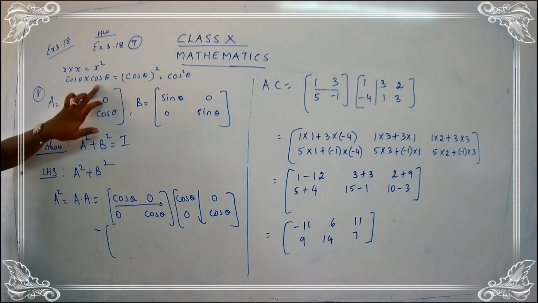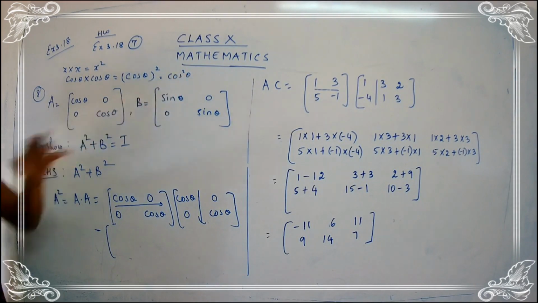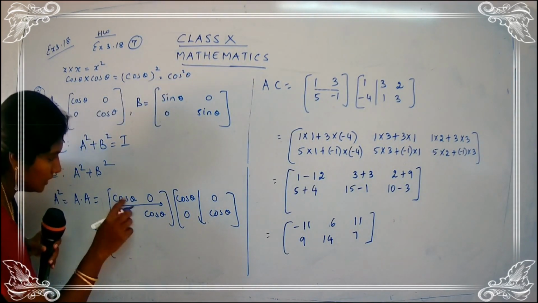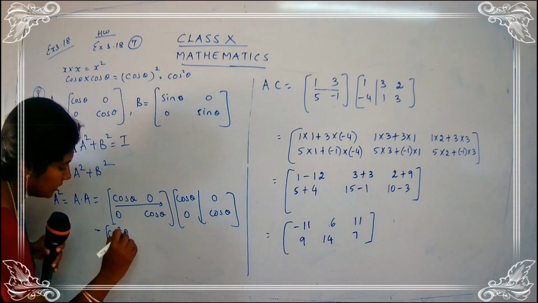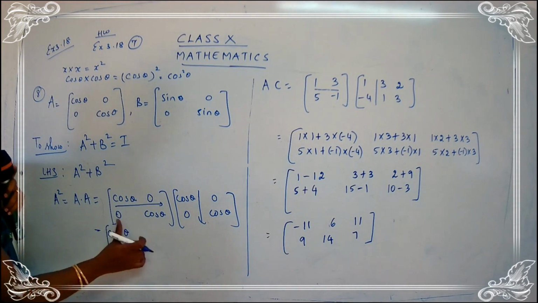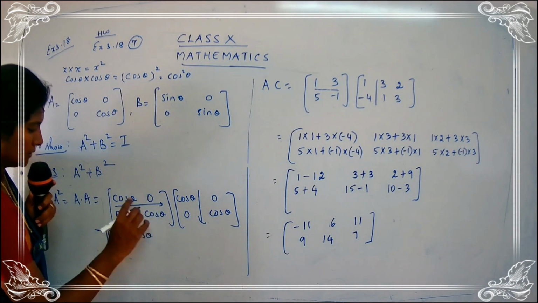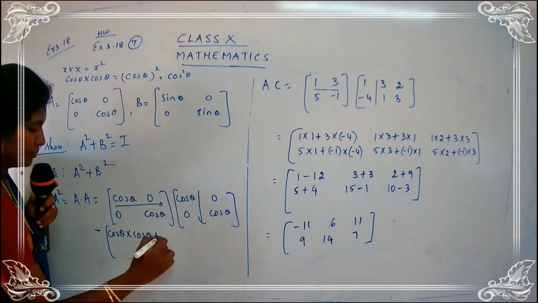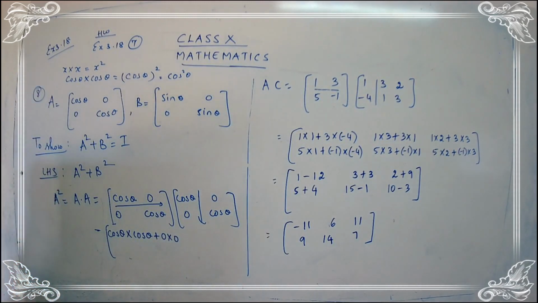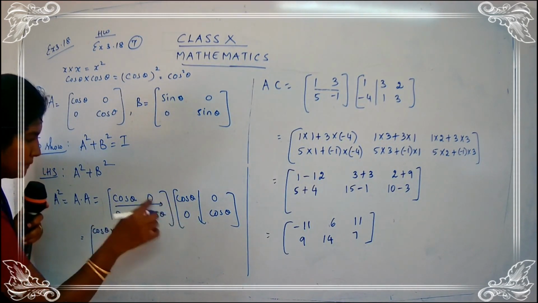So cos theta into cos theta will give you cos square theta. You have to write the 2 in the middle of cos and theta, in power form. So this will be cos theta into cos theta, so cos square theta. I'll just do one more step. Okay. So cos theta into cos theta plus 0 into 0. I'll just write a little to the left side. This is equal to cos theta into cos theta plus 0 into 0.